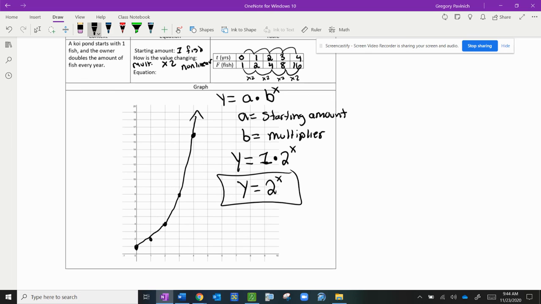And if you notice, if I plug in 0, anything raised to the 0 is 1, and then 2 to the 1 is 2, 2 squared is 4. So if I plug in any number, I would be able to find my output of fish. So this matches up with this equation. That was our short video. Now go back to your Canvas page, and you're going to do a quick Desmos activity on adding on exponentials.